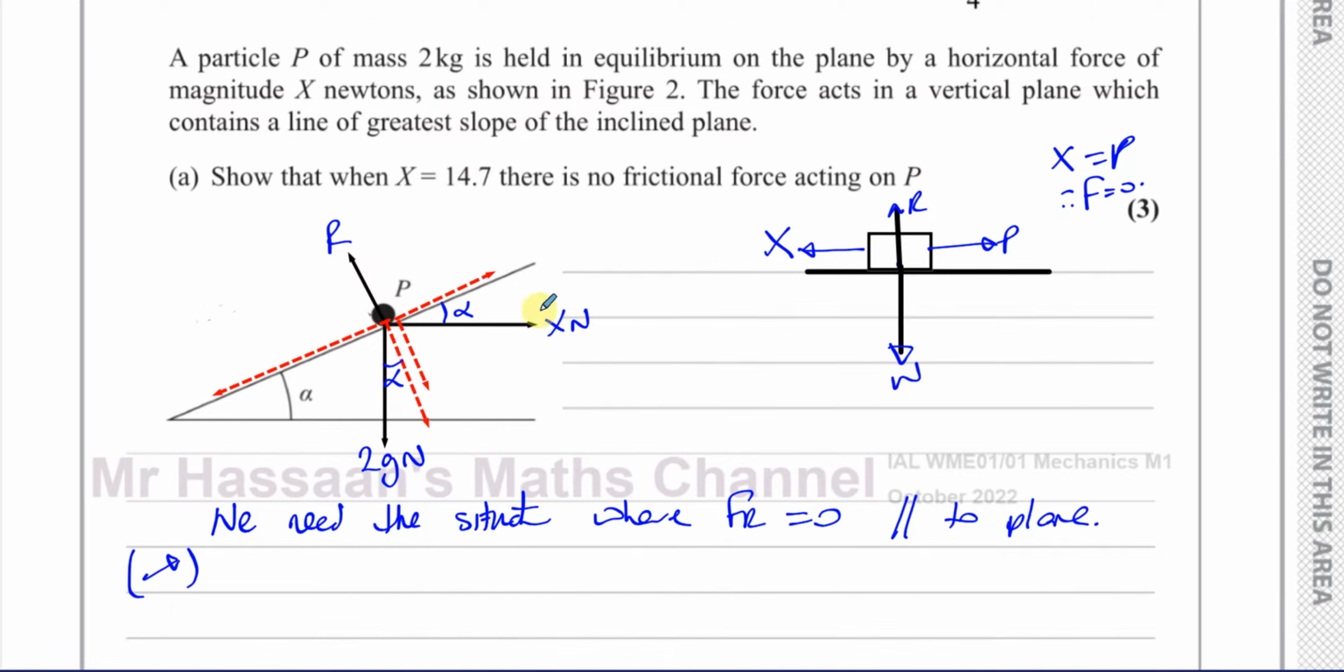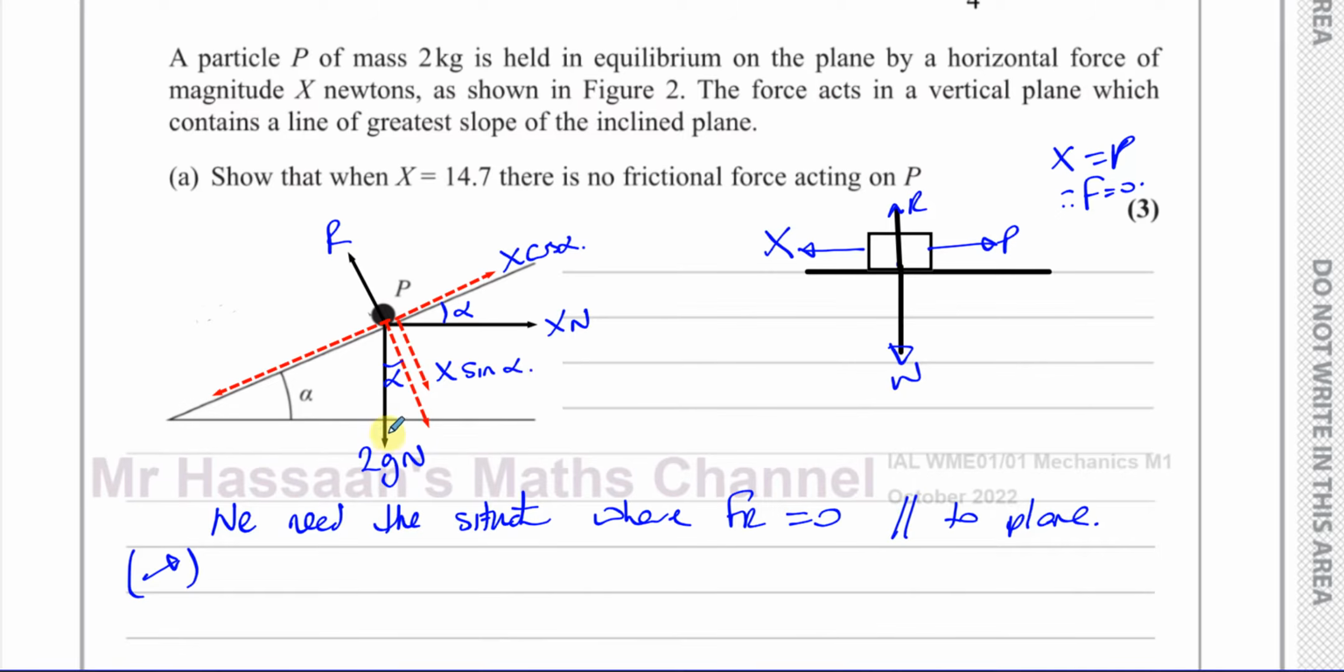So if I want to resolve this x newtons force parallel to the plane, I've got to go into the angle. So I'm going to use cosine alpha, x cosine alpha. I can think of it as looking for the adjacent side. And when I'm resolving it perpendicular to the plane, I have to go away from the angle. I have to find this side. I can think of that as looking for the opposite side. So that's x times the sine of alpha.